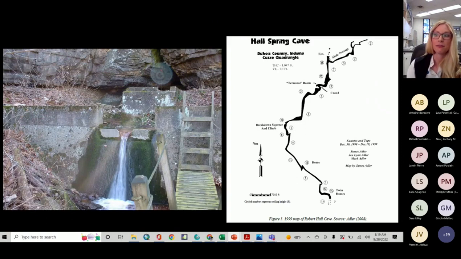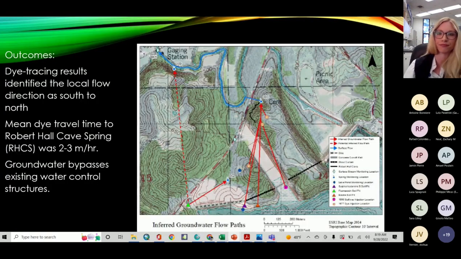Since the groundwater and sediment flowing through the conduit system led to a relatively large spring just downstream of the dam, known as Robert Hall Cave Spring, that could potentially be impacting the integrity of the water control structures associated with this dam, we undertook an effort to delineate the recharge basin of Robert Hall Cave Spring. And this was very instrumental in better informing our assessment.